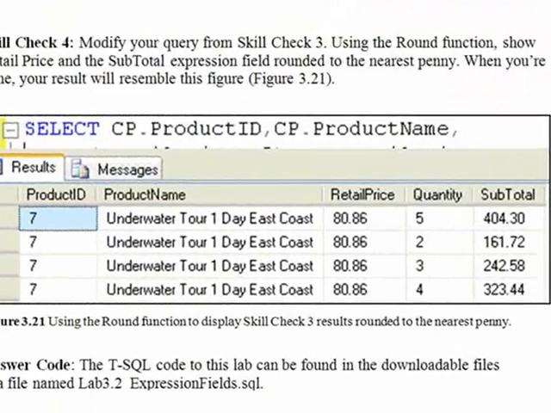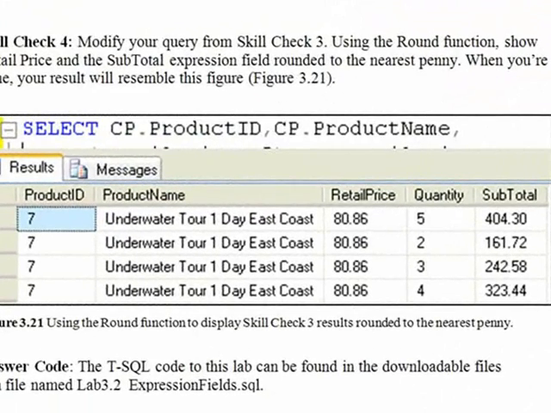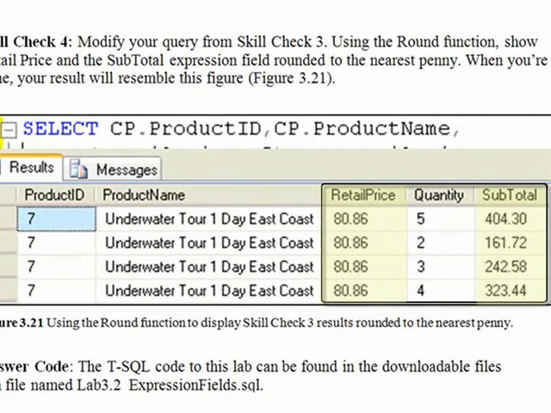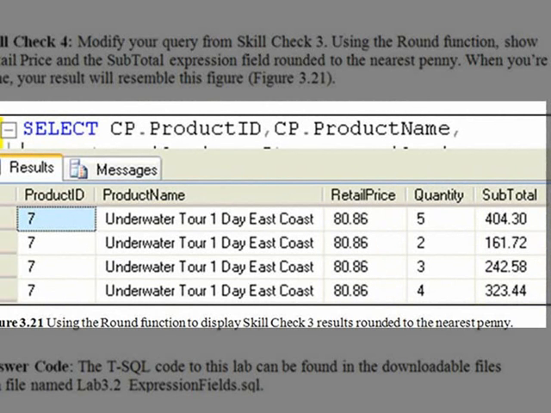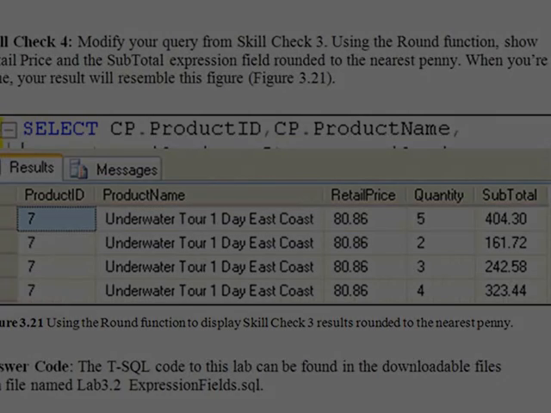Skill Check 4. Modify your query from Skill Check 3 using the round function. Show retail price and the subtotal expression fields rounded to the nearest penny. When you're done, your results should resemble the figure you see here.